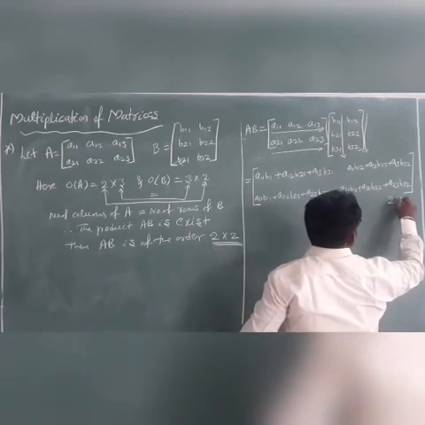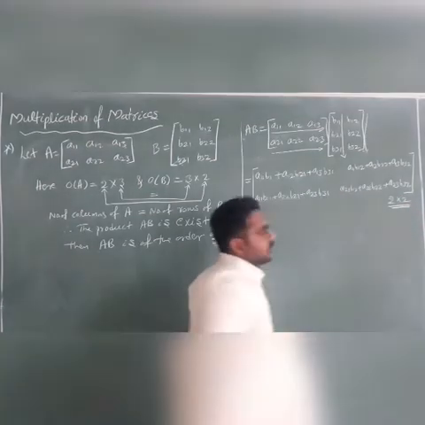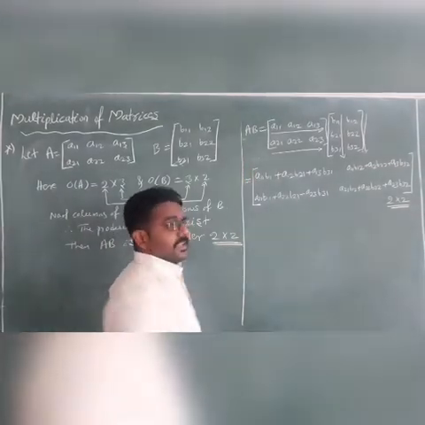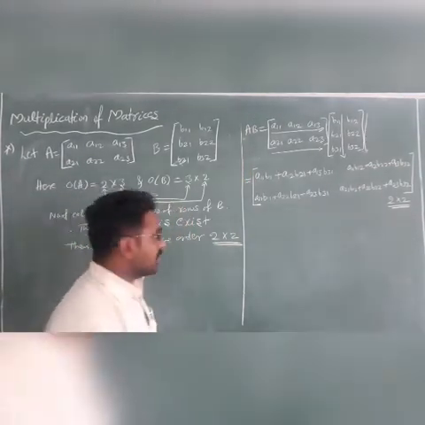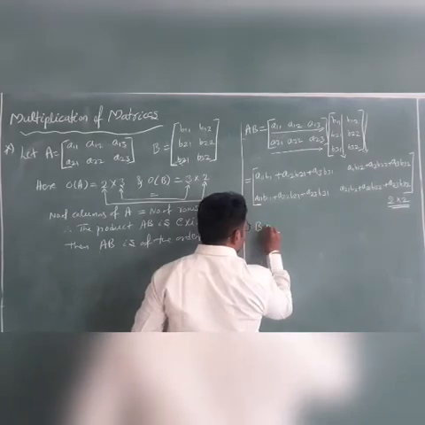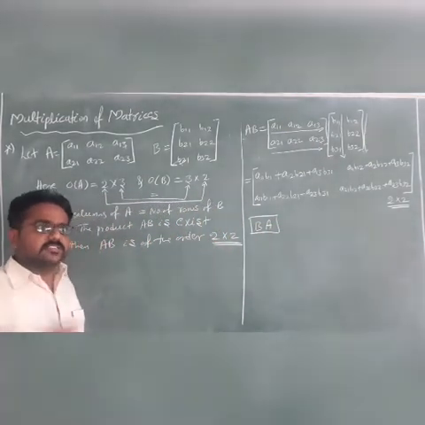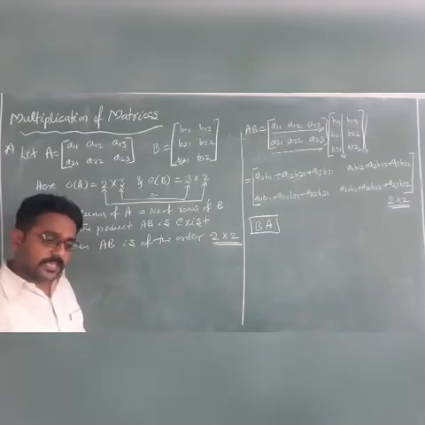2 by 2. Okay, 2 by 2 matrix. Okay, we define the product AB here. Is it possible to find the product BA? The same condition you have to apply for the product BA also.